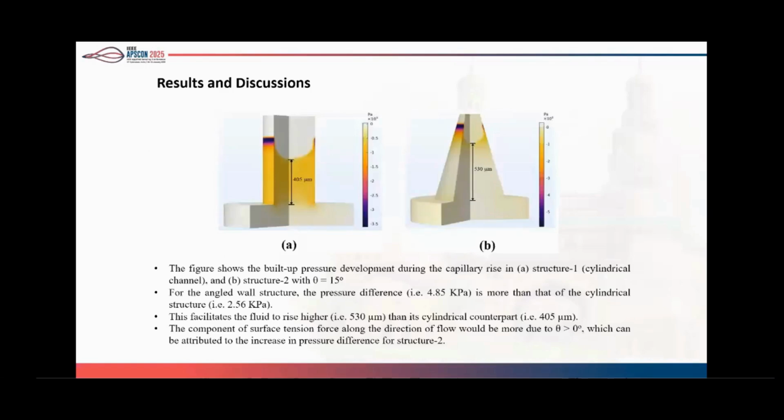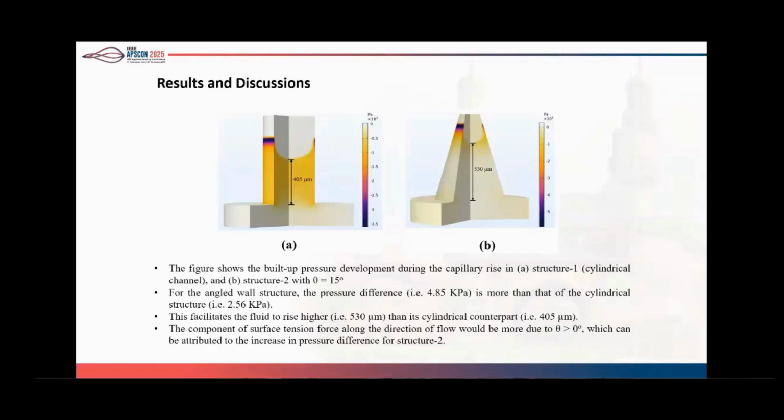Here the figure shows two kinds of structure. One is the cylindrical one. The other one is the angular structure, that is with theta equal to 15 degree. And we can see here the built-up pressure inside the microchannel. For the angled wall structure with theta equal to 15 degree, the built-up pressure is 14.85 kilopascal. You can see here the maximum one is at the top, which is more than that of the cylindrical one, which is 2.56 kilopascal. We can attribute this to the component of surface tension force along the direction of flow.